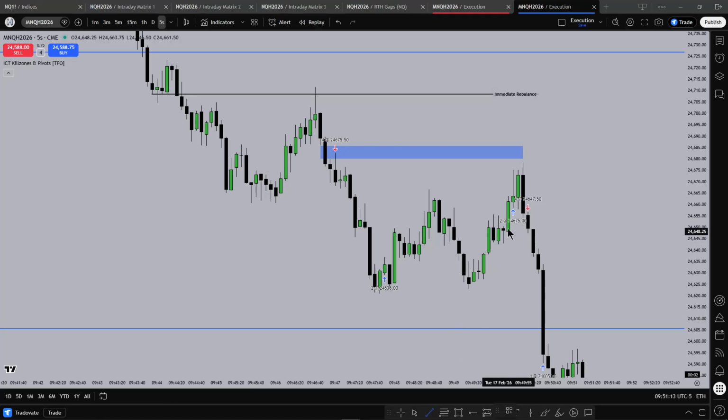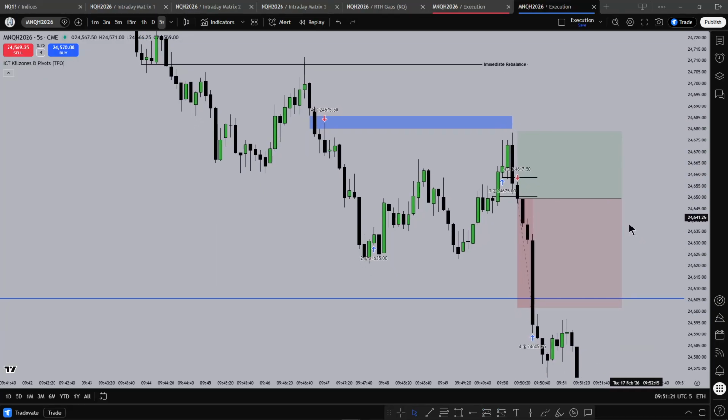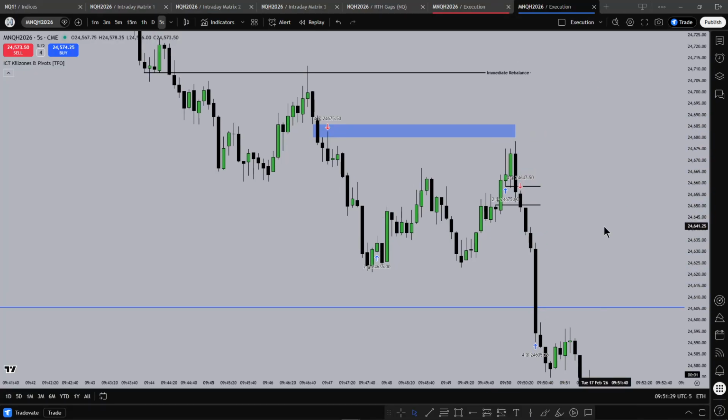Then I was happy to put the same risk on once we were closing under this 5 second fair value gap, wanting low resistance. Targeting sell side, and then obviously we expand quickly. That's good. Good job, Janko. And that's all off a 2 minute immediate rebalance.